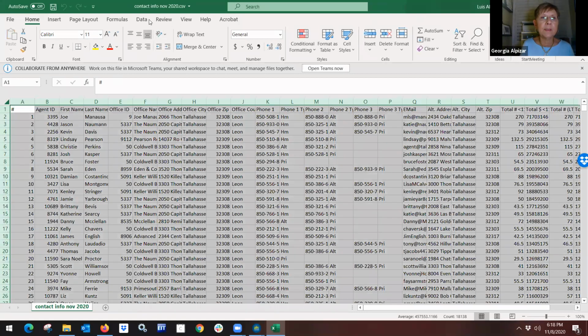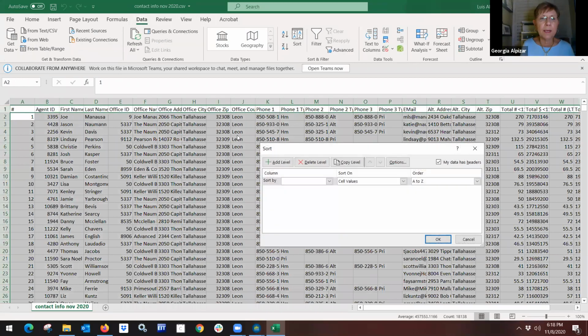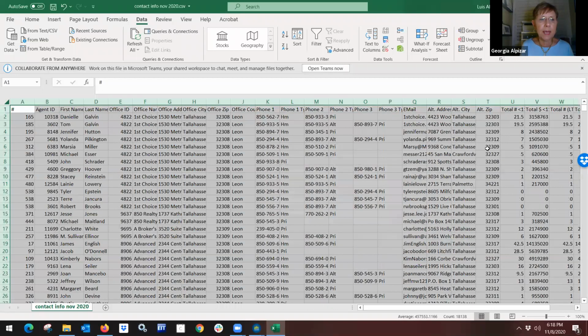So you're going to sort this by data, and you're going to sort by the name of the company. Okay, so you're going to sort it by office name. And you see here, my data has a header, so I'm not pulling that into it. Okay, now I'm going to come down here to Keller Williams.